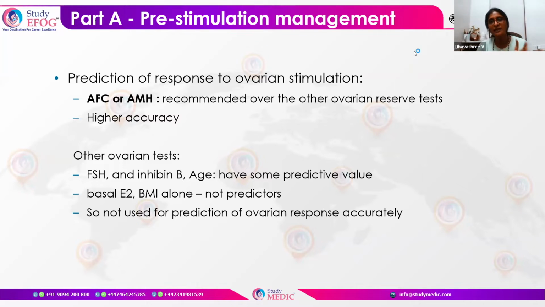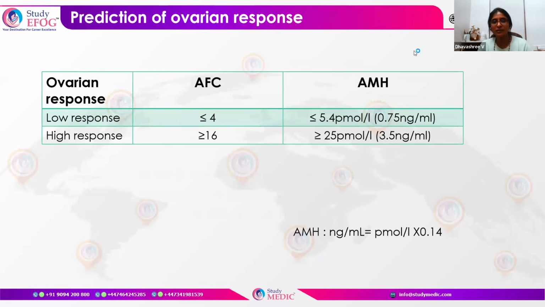So to identify how women respond, an antral follicle count (AFC) or an AMH can be used. Let's look into how we predict. When we look at the antral follicle count with an ultrasound on day 2, antral follicle counts are the number of follicles, as I said, between 3 and 9 mm.